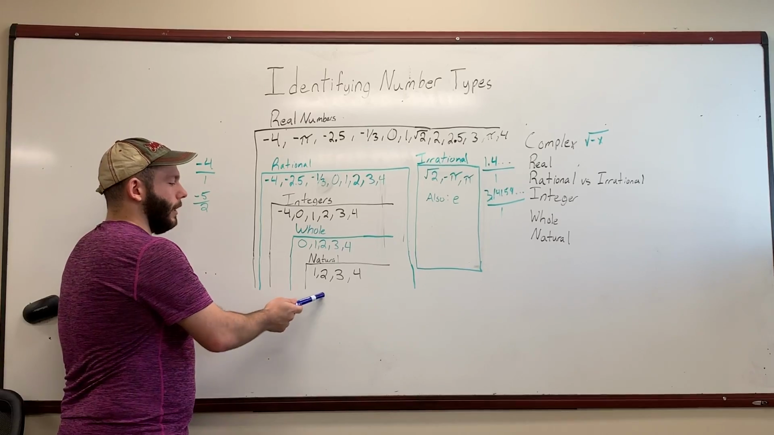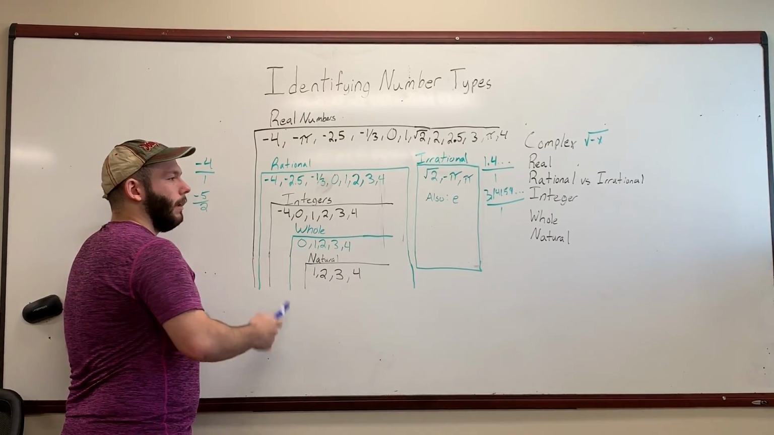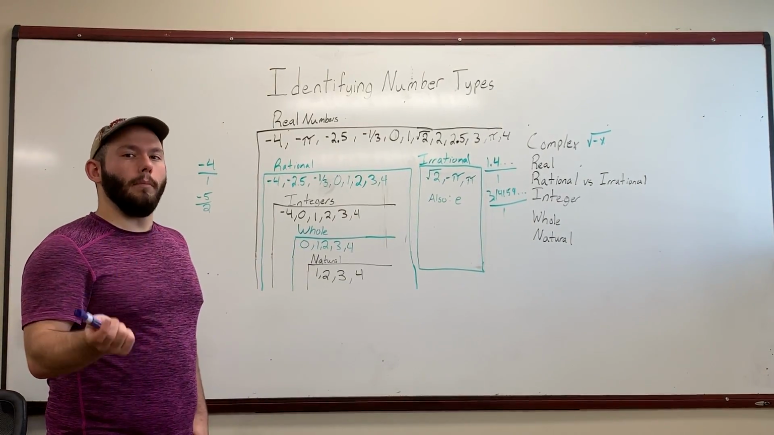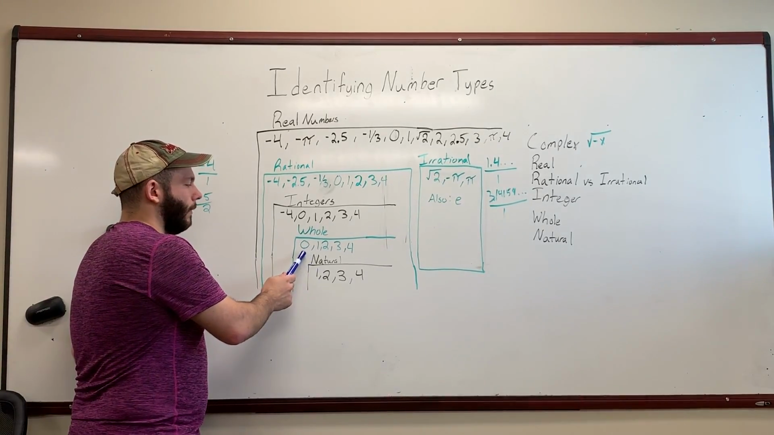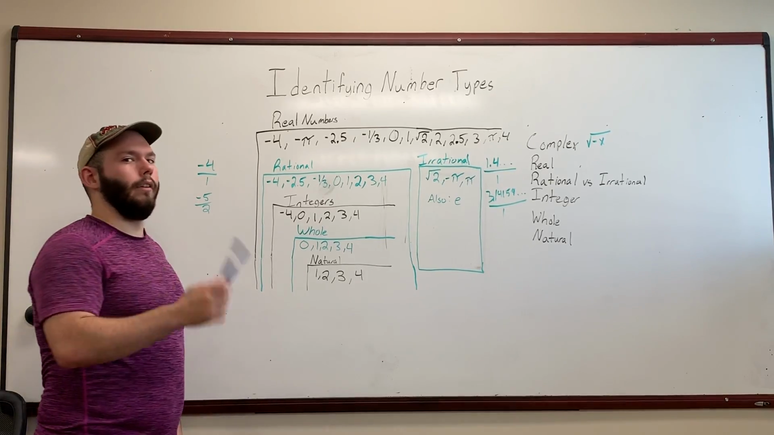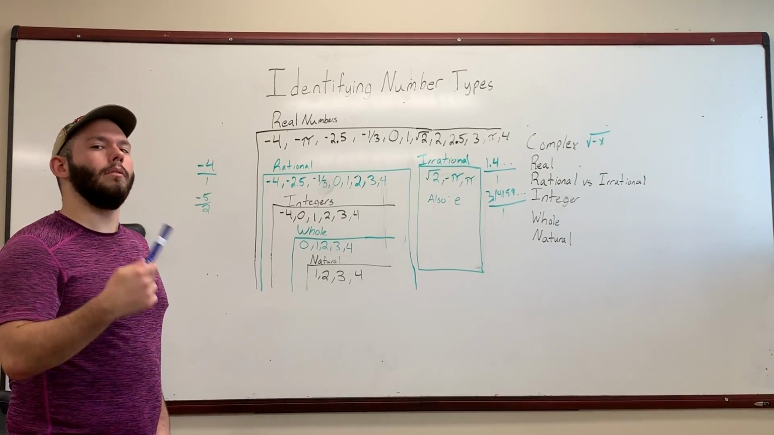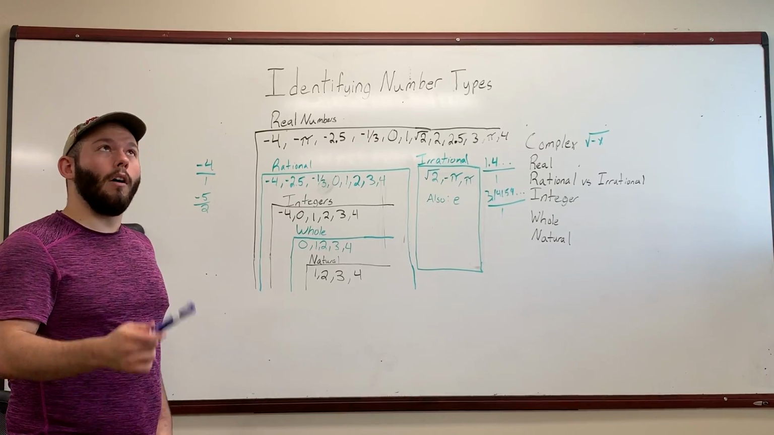Moving up from natural numbers, we move to whole numbers. Whole numbers include all natural numbers. However, they have an addition of 0. So all whole numbers include 0, 1, 2, 3, all the way up to infinity.